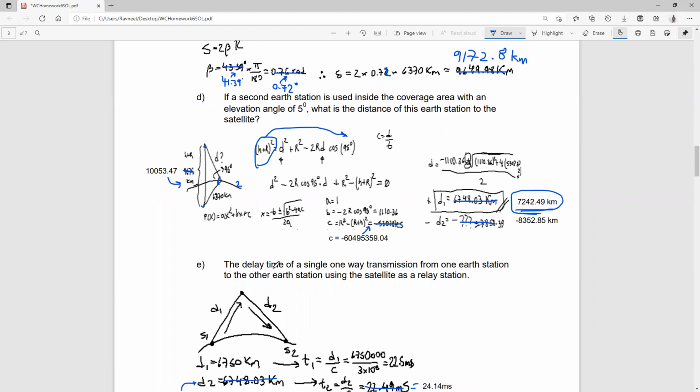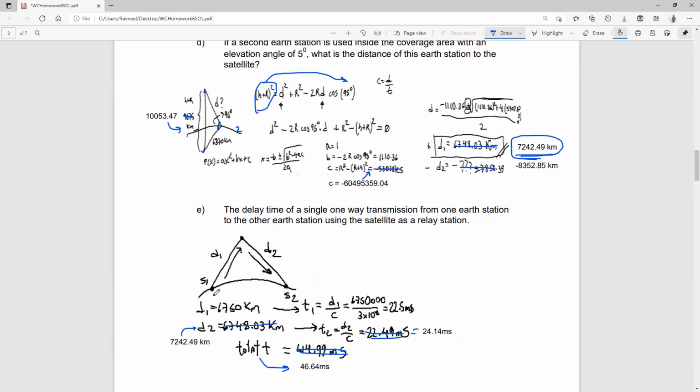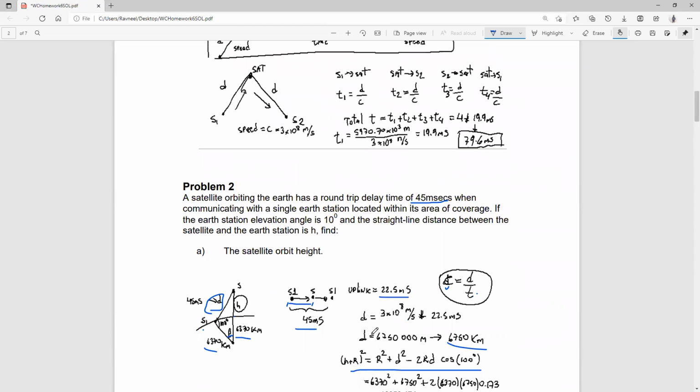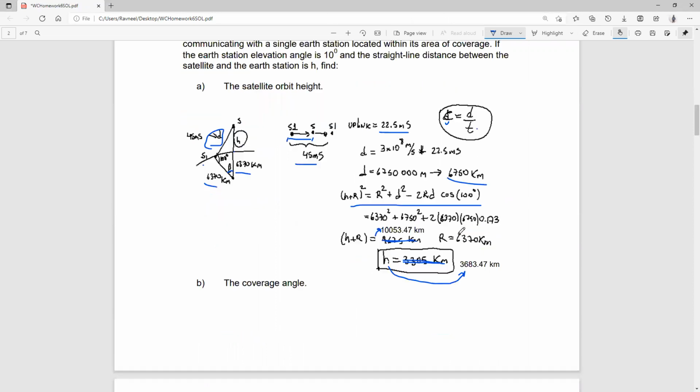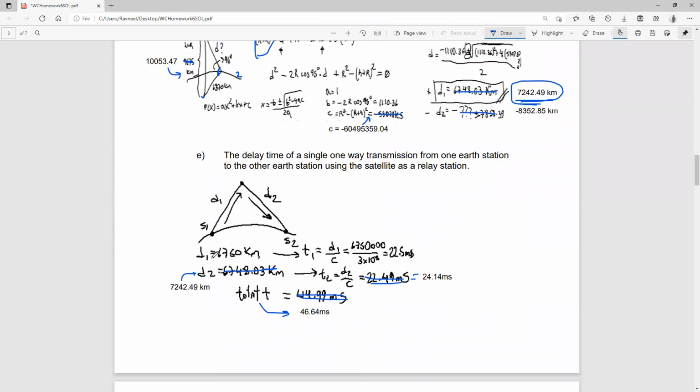E, the delay time of a single-way transmission from one Earth station to another Earth station using the satellite as a relay station. So basically, you need to send a message from station 1 to station 2. So we know this D1, right? Remember, the distance D1 was calculated in part A of this question. The distance between Earth station 1 and the satellite is 6,750. So D1 is 6,750.